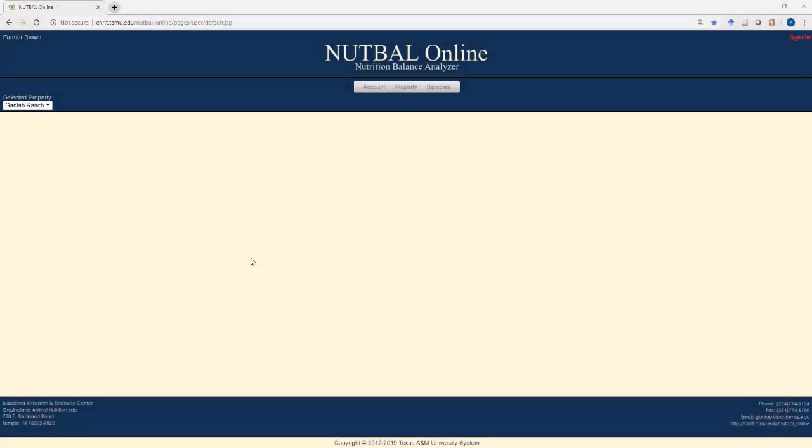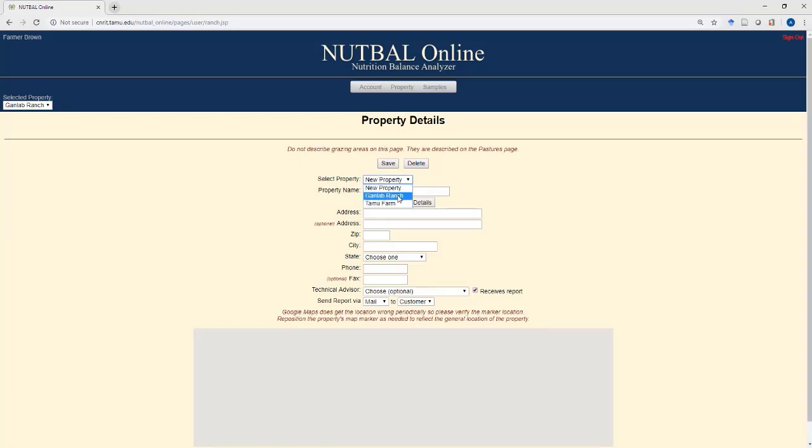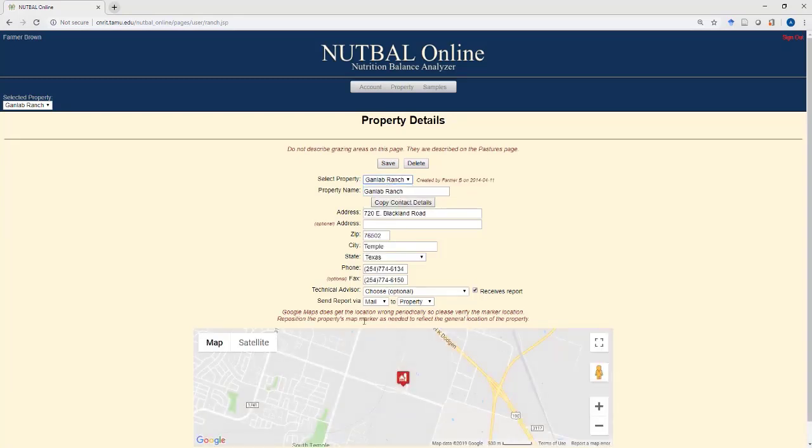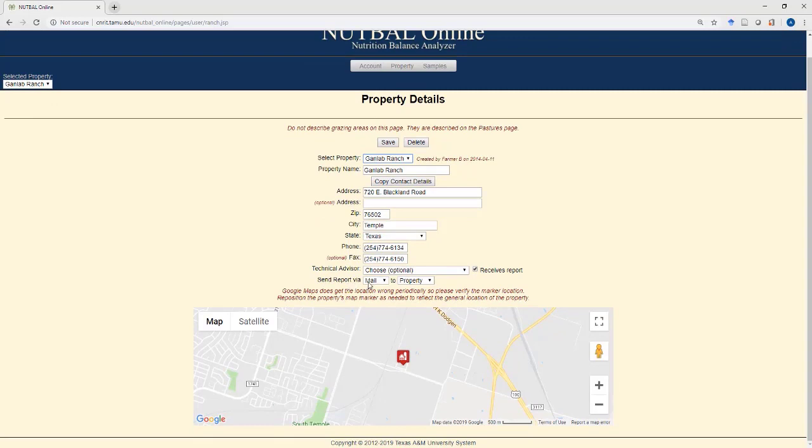After you've submitted your NUTBAL sample and we've processed it and have produced either your standard report or advisory, we will either email or mail it back to you depending on the option you selected when you were creating your profile information. So to go back and check on that, you would look at your account, your property details, select the property that your sample would be under, and here at the send report via, you would have chosen mail or email. You can change this at any time.